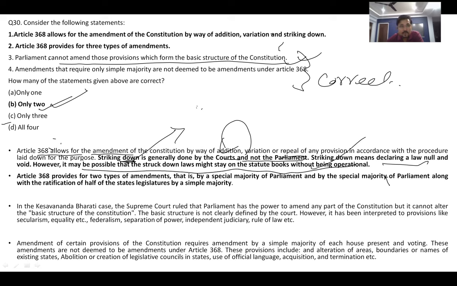Okay, Article 368 provides for two types of amendments, that is by special majority of Parliament, or by special majority of Parliament along with ratification by half of the state legislatures by simple majority. So three types now.